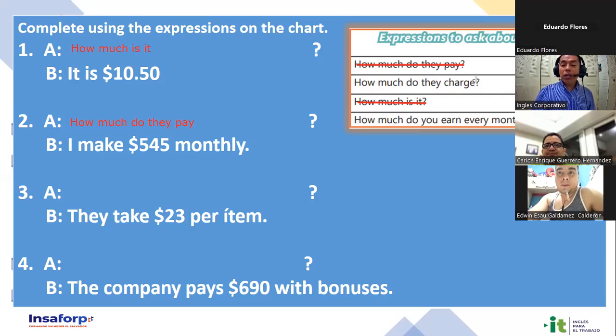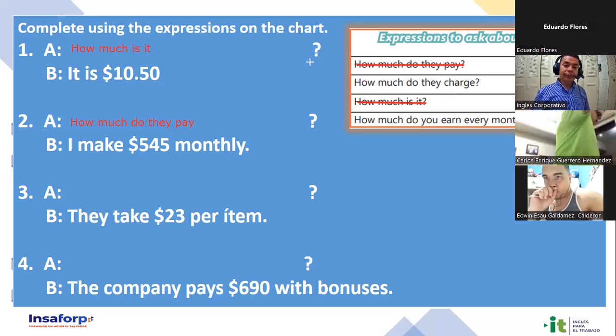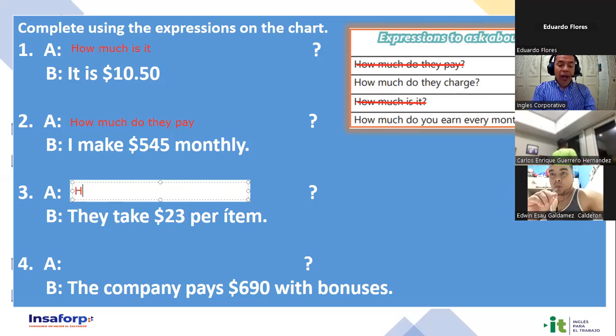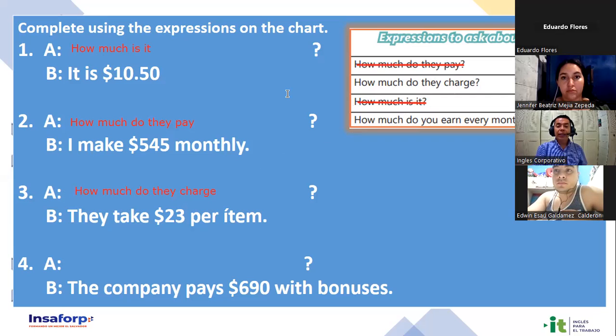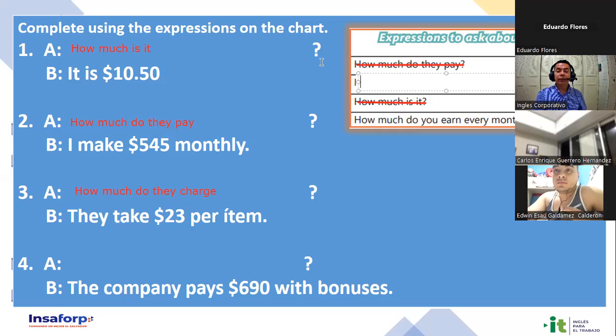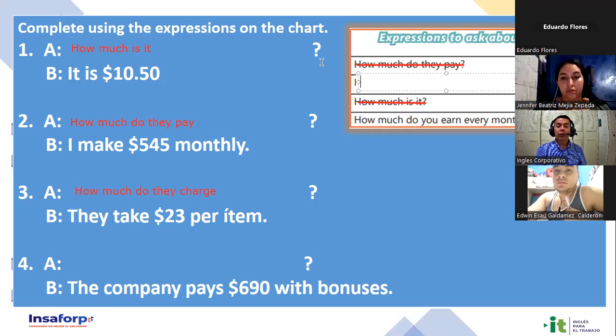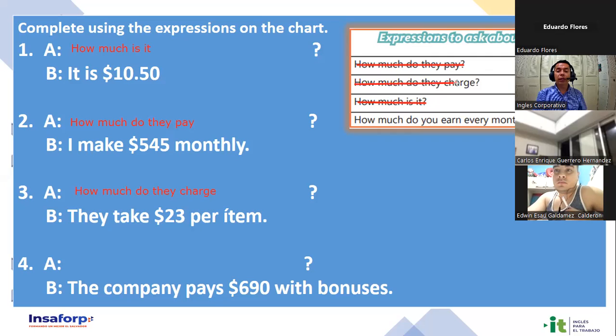Now, number three. How much do they charge or how much do you earn every month? What is the correct answer, Eduardo? How much do they charge? How much do they charge, right? ¿Cuánto cobran? Charge. How much do they charge? Okie dokie. How much do they charge, right?